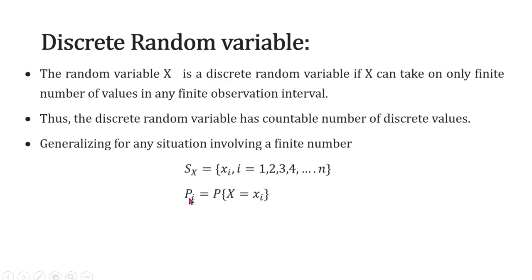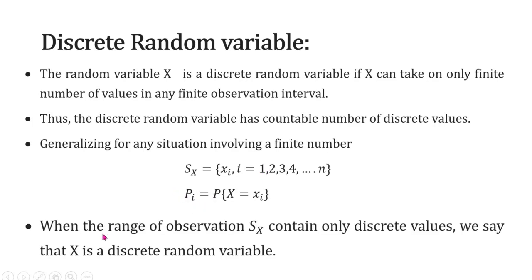Now, what is pi here? pi is the probability of each real number, and it is called the probability mass function. We discussed it already. When the range of observation Sx contains only discrete values, we say that X is a discrete random variable. So this set will not have uncountable numbers. Instead, it has countable numbers. That's why it is called a discrete random variable.